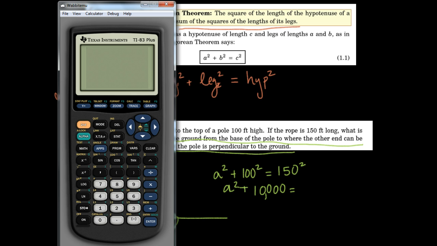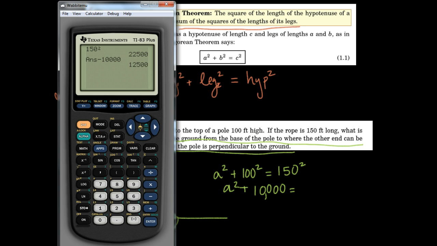And so what I'm going to do is figure out what 150 squared is. So I do 150. Look at how cool this is. That's the square button. Enter. So that's 22,500. I'm going to subtract 10,000 from that.